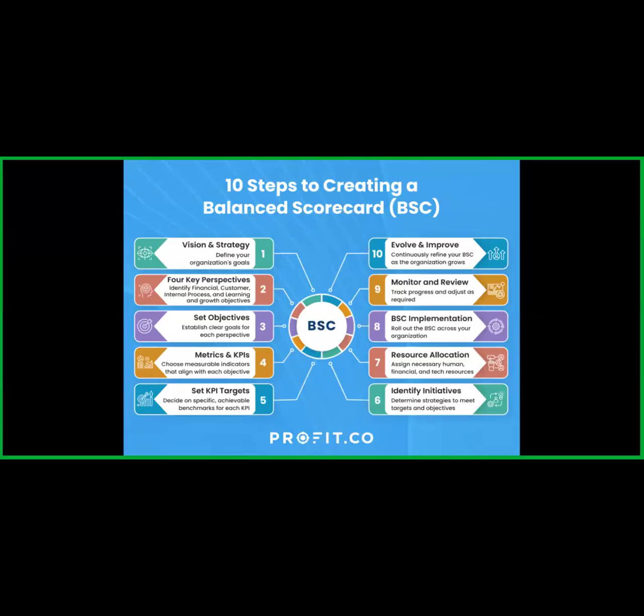A proper figure is written, that 10 units or 15 units should be produced by the employee. Whether the employee is able to produce that or not, we can measure if a benchmark is there, right? So benchmarking is done under step number 5. Then step number 6 is identify the initiatives. Under that, determine strategies to meet the targets and objectives.